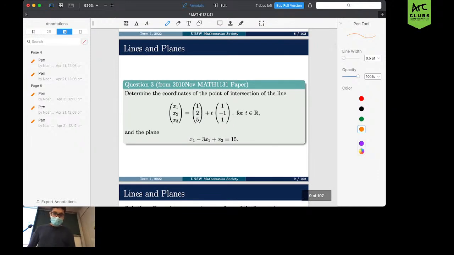Cool. So determine the coordinates of the point of intersection of a line given by that equation and the plane given by the Cartesian equation x1 minus 3x2 plus x3 equals 15.